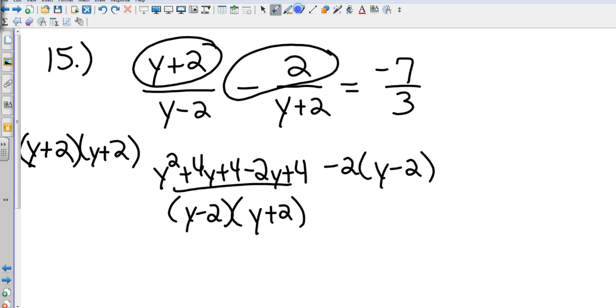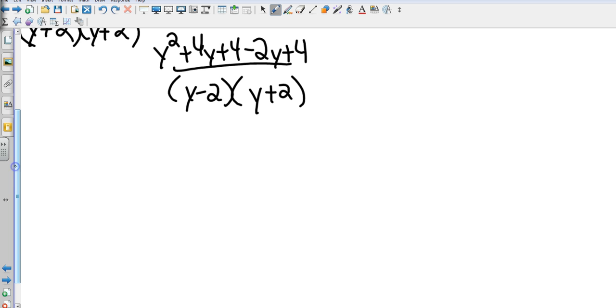Okay. I'm going to erase this because I don't like the place I put it. Okay. Now what should I do on the numerator? Combine like terms. Are there any other y squareds to combine with? No. How about y's? Yes. 4y minus 2y is plus 2y. And 4 plus 4 is 8.